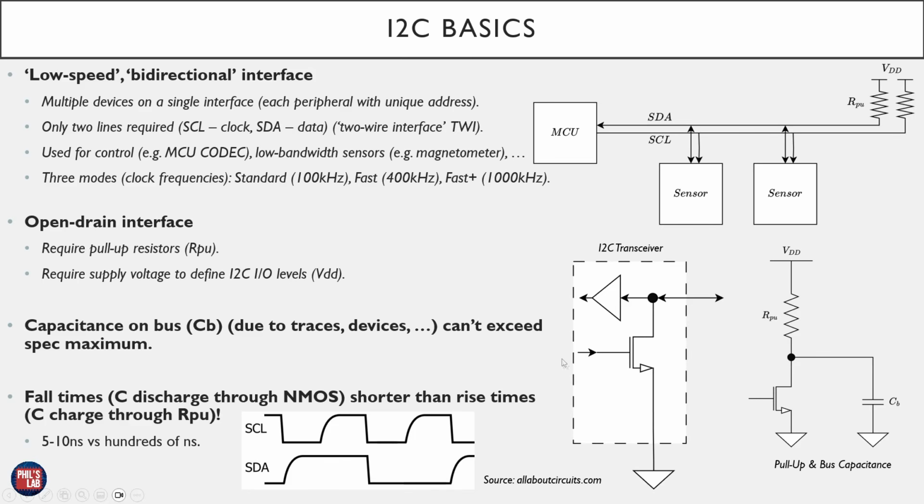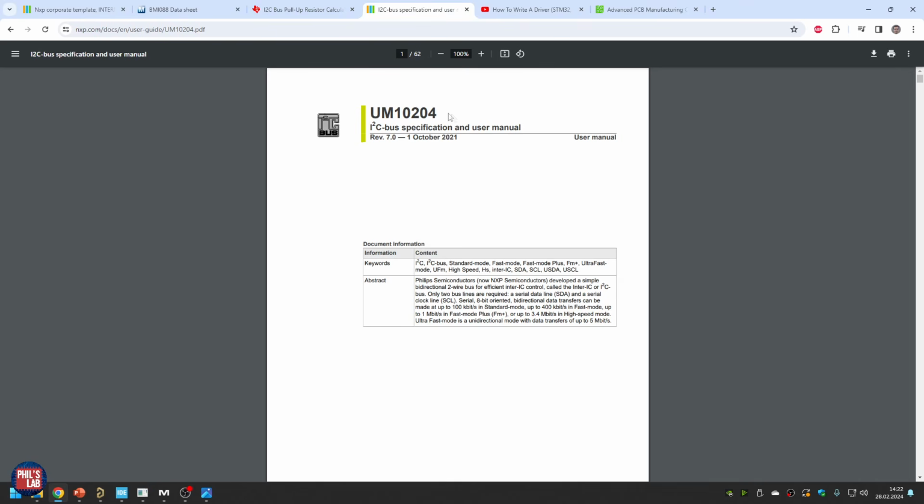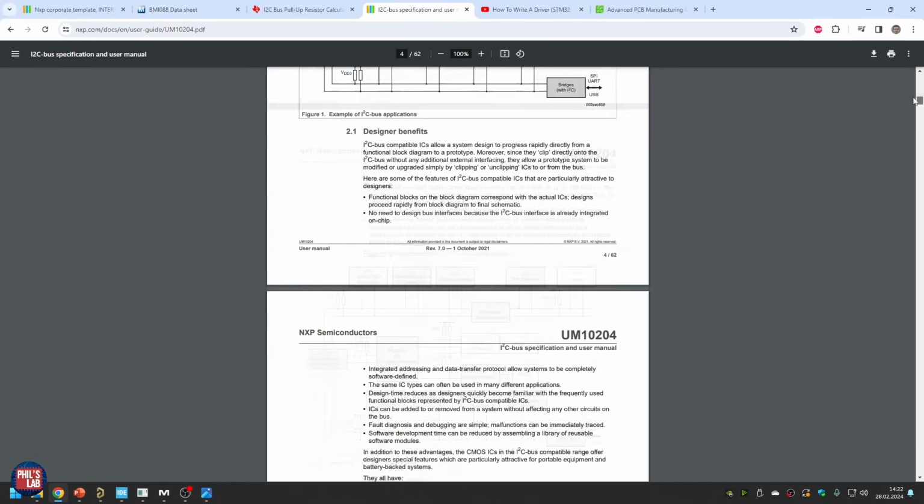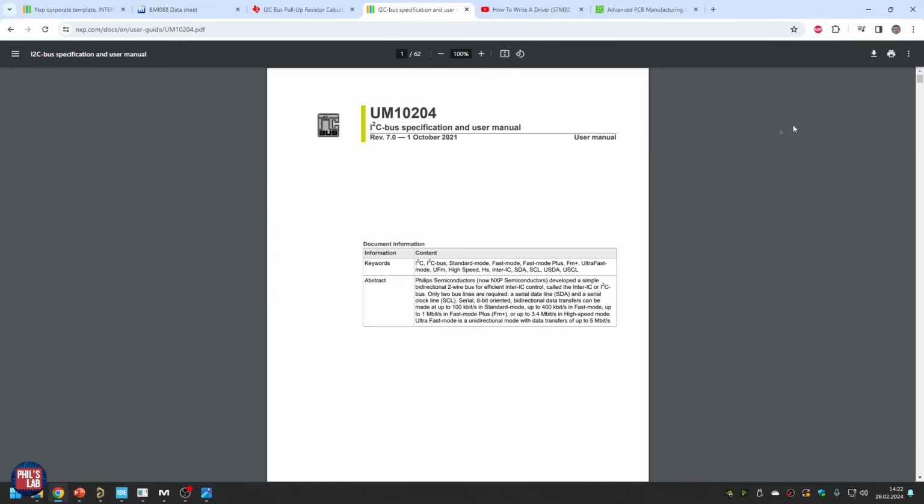Again, if you're interested in more detail, I'll leave a link to this in the description below by NXP, user guide UM10204, and that goes through the I2C spec in far greater detail than, of course, we're going to go in this video. So it's 60 pages, preferably read before bedtime.